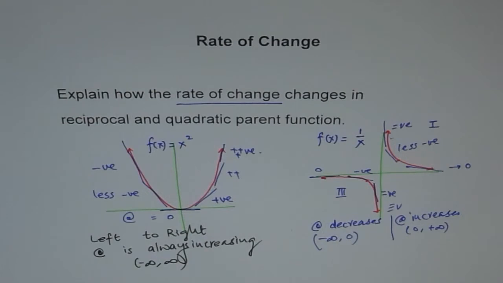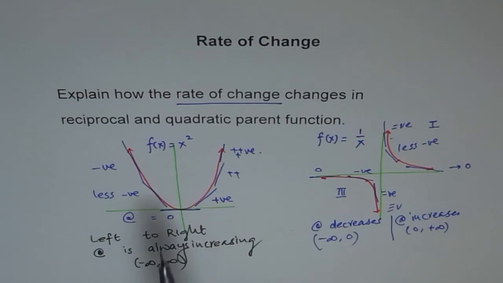By drawing the tangents at each point and then comparing their slopes. You don't really have to find a value for the slope. You have to just see whether it is highly negative, slightly negative, 0, positive, or more positive. That gives you the change in rate of change. I hope you understand. And you can apply the same to all other parent functions, to understand how to answer this question on rate of change.